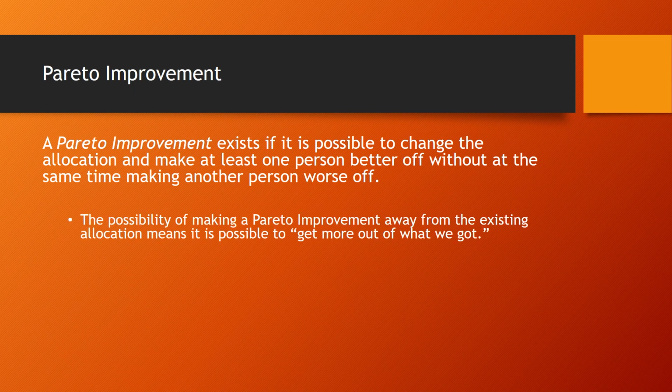Now, if you think about this, the possibility of making a Pareto improvement away from the existing allocation means it is possible to get more out of what we've got. That is, if it is possible to change the allocation and make at least one person better off without harming another person at the same time, it's possible to get more well-being for people in the community than we have in the status quo.